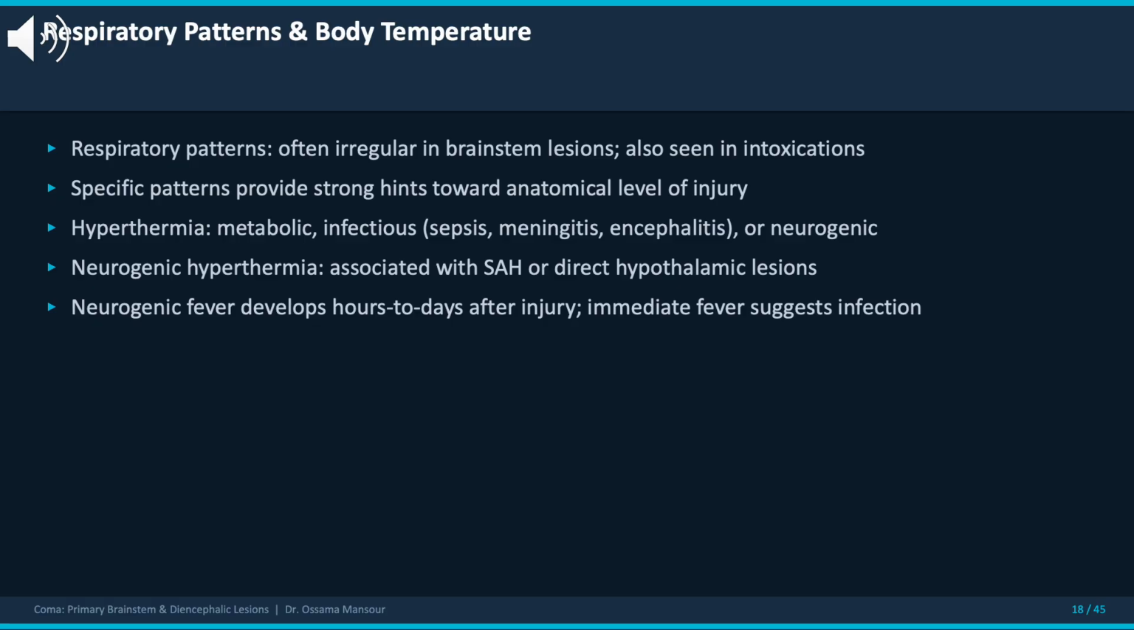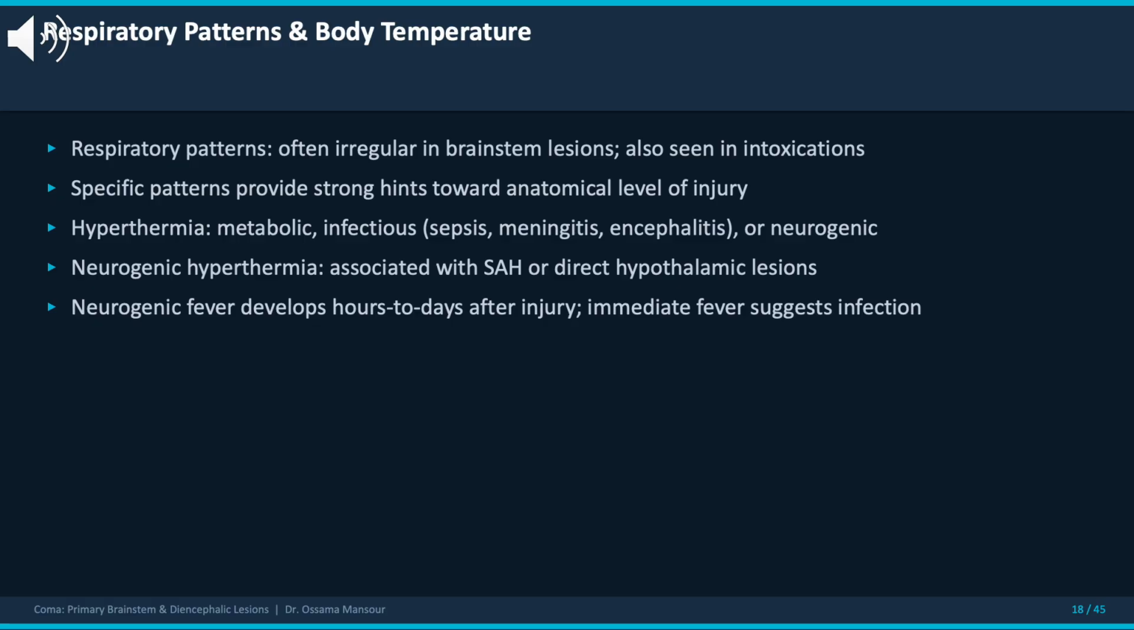Hyperthermia can be seen in multiple contexts, most commonly metabolic disturbances or infectious processes such as sepsis or central nervous system infections like meningitis or encephalitis. Neurogenic hyperthermia is typically associated with hemorrhage within the subarachnoid space or with direct hypothalamic lesions that disrupt the brain's thermoregulatory center located in the anterior hypothalamus.